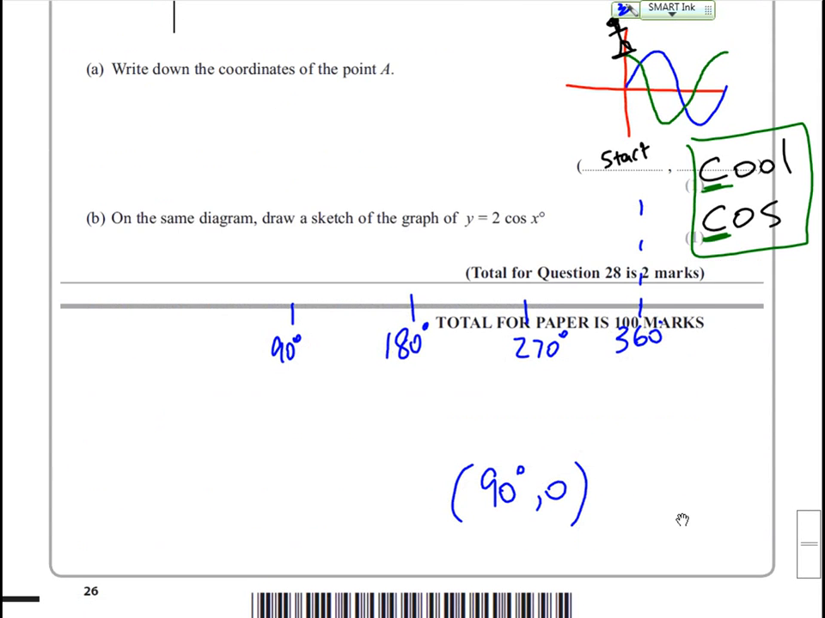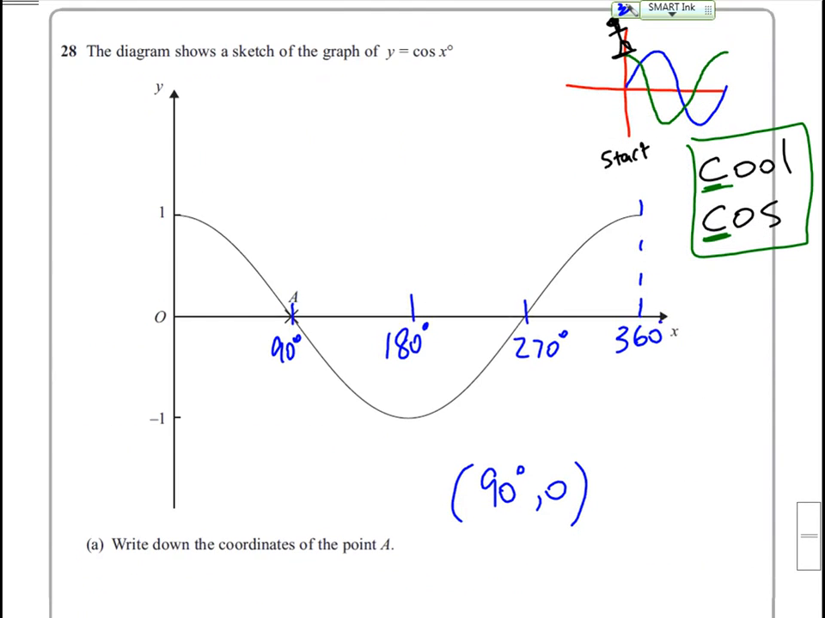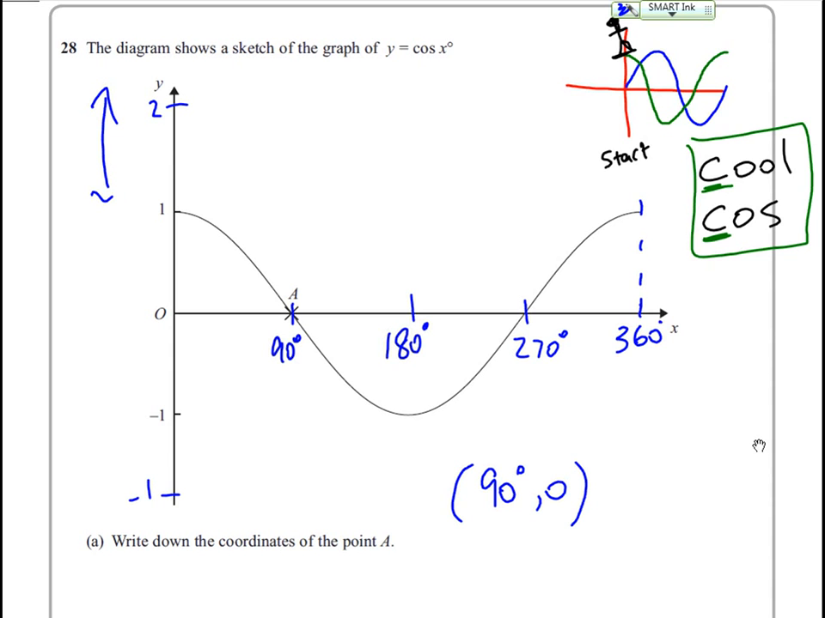Okay. Part B, on the same diagram, draw a sketch of the graph y equals 2 times cos x. Now, it's nice in your question because you sometimes get a bit of a clue. You see how this is a bit too tall? That's your clue. Okay? If we just imagine that instead of going to 1, our graph can go to 2, and it fits on perfectly. 2 times cos x means you get your answer for cos x. So these are all our answers for cos x, all around here.